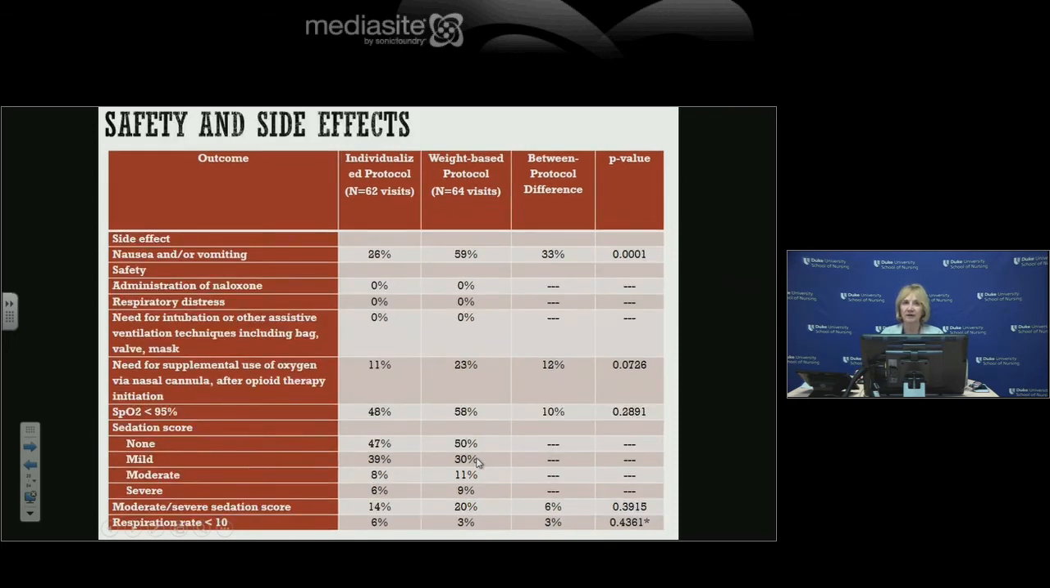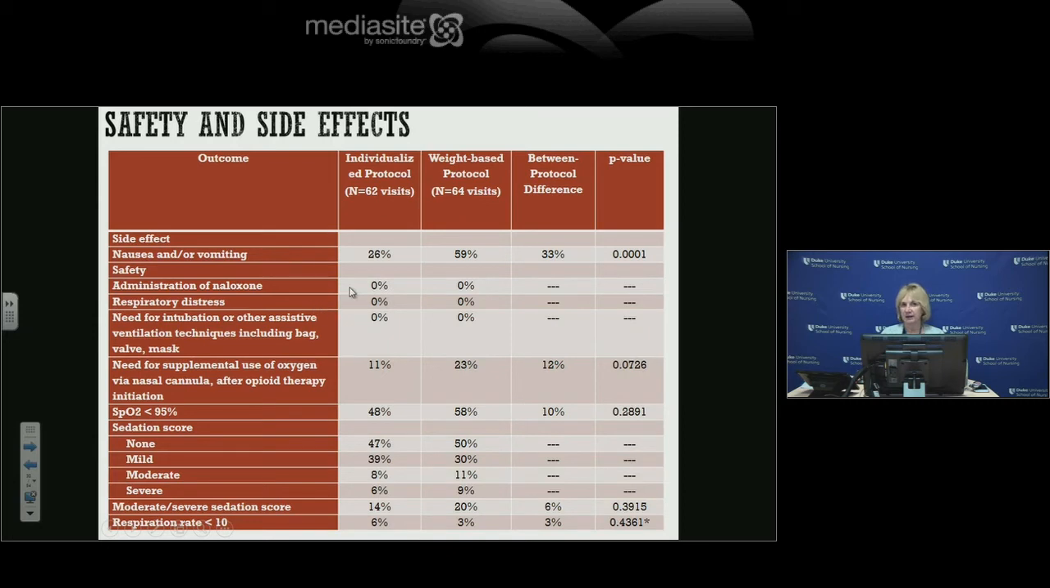Limitations are that this was a two ED study with 52 patients, and so we're trying to do a bigger study now. We're waiting to hear about funding. Side effects also are really important, and nausea and vomiting was actually more prevalent in the weight-based group. Other than that, there were actually no differences.